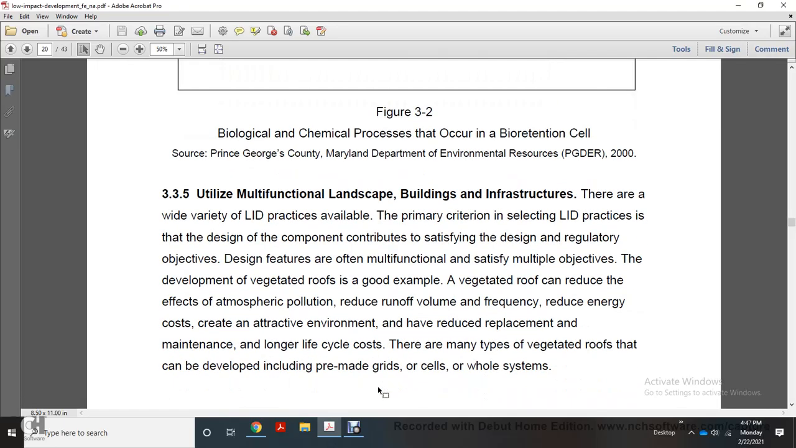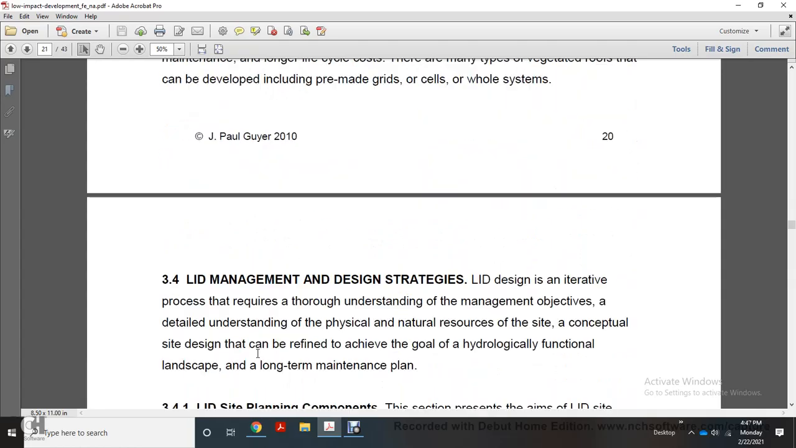They maintain vegetated roofs that can develop and include pre-made grid cells or whole systems. Low impact development management and design strategies.